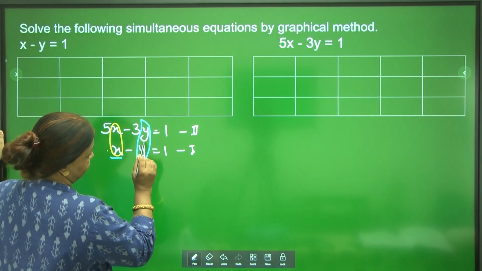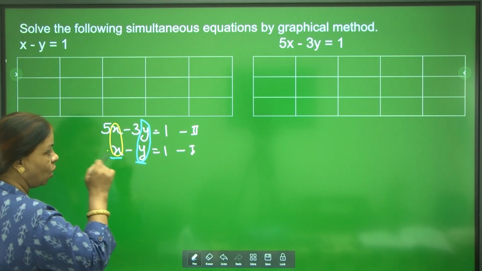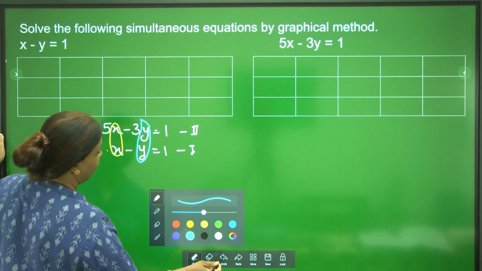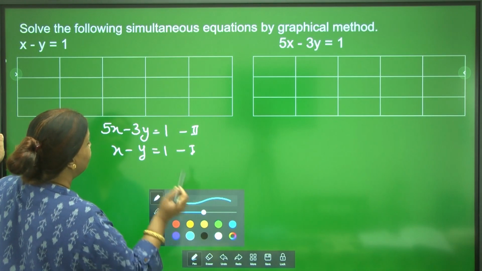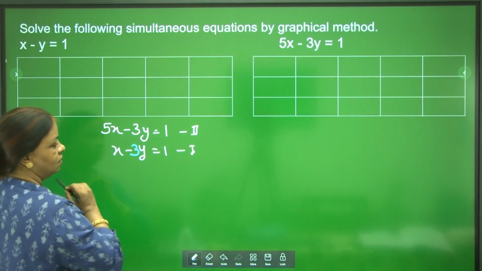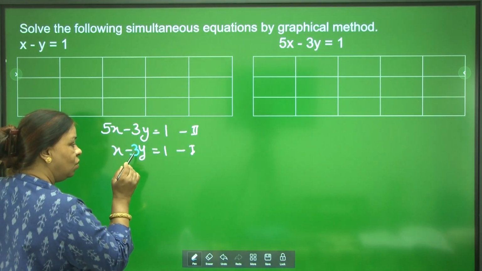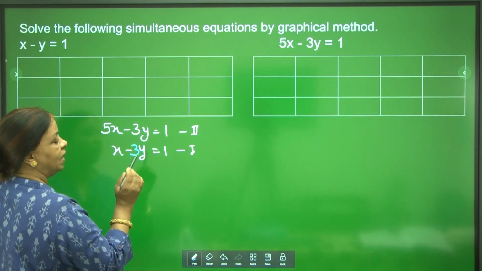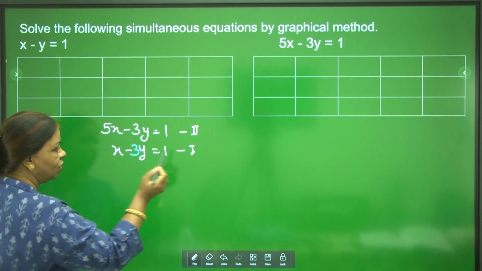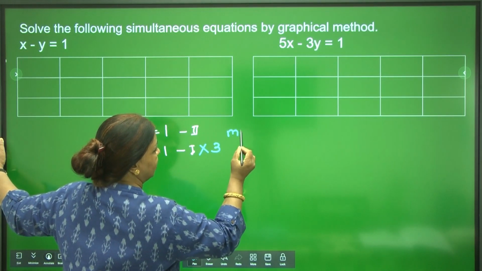So if here it is 3, here also it should be 3. How can I bring 3 here? I can bring 3 here only by multiplying. If I want 3 here, I can bring 3 here only when I multiply y by 3. But alone y variable cannot be multiplied. I need to multiply the entire equation by 3. Therefore, I will do what? Multiply equation 1 by 3. That step I must write.